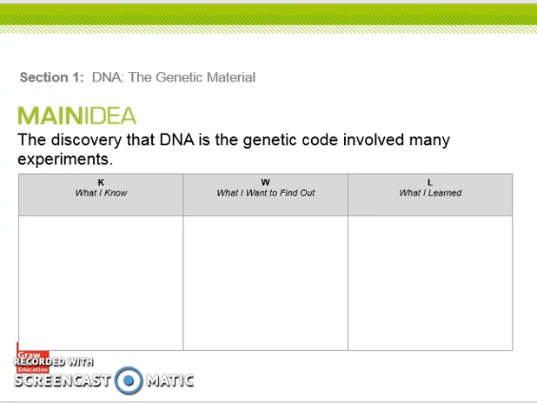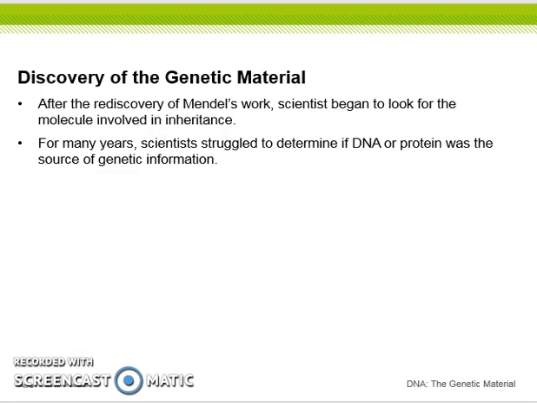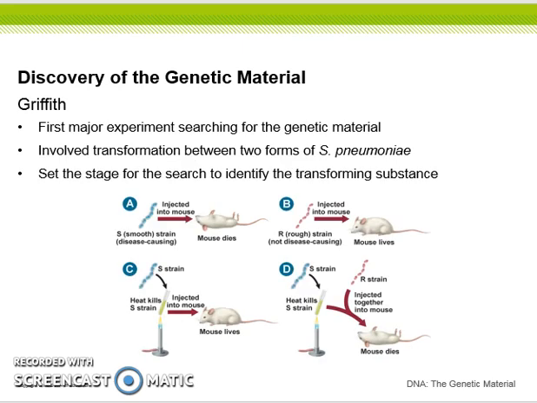So section 1, DNA, the genetic material. The discovery that DNA is the genetic code involved many experiments. After the rediscovery of Mendel's work, scientists began to look for the molecule involved in inheritance. For many years, scientists struggled to determine if DNA or protein was the source of genetic information. That was the big question.